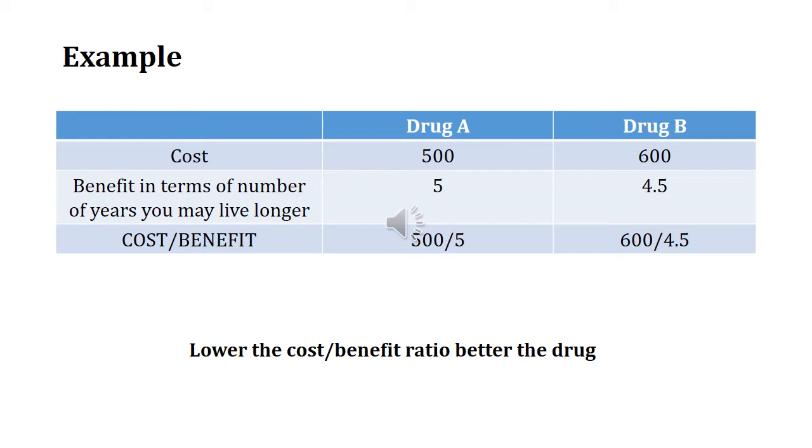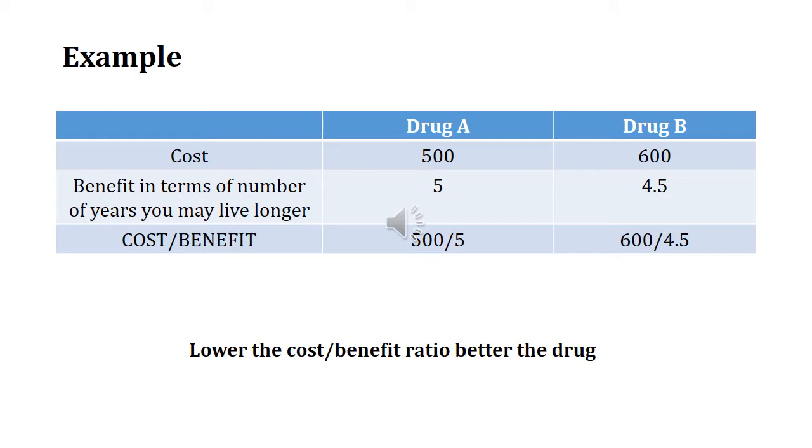Consider you have drug A and B. Cost of drug A is 500 and that of B is 600. Now if you consider the benefit of both drugs in terms of the number of years that you may live longer, you will observe that longevity is more with drug A.